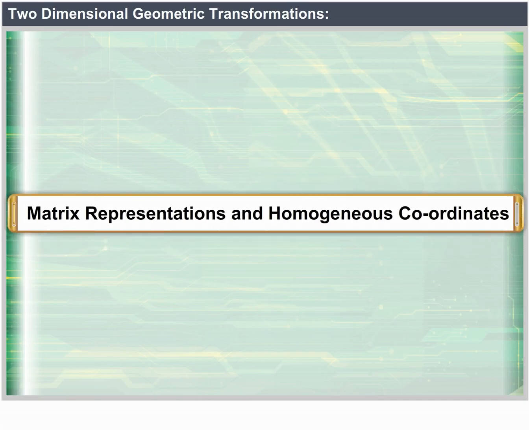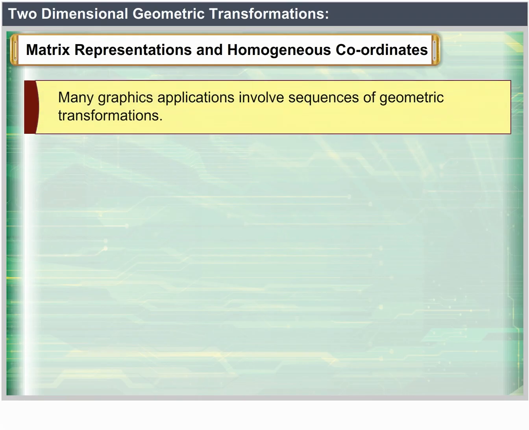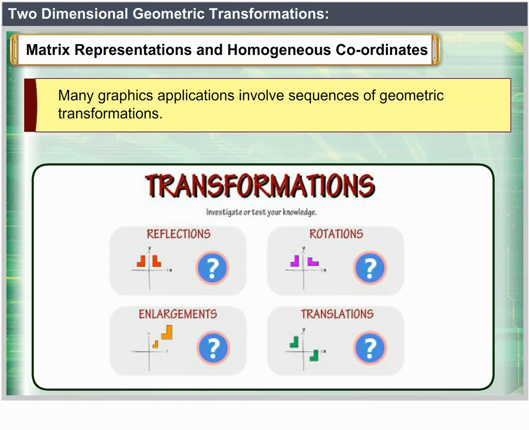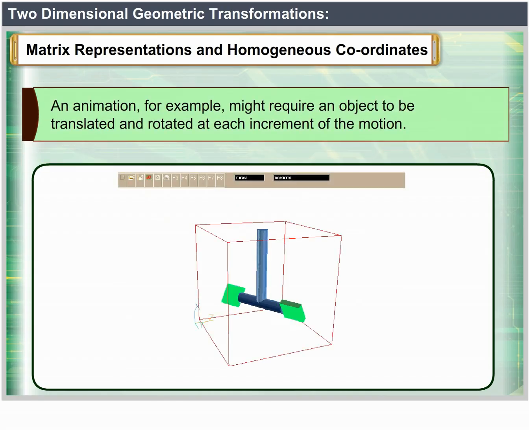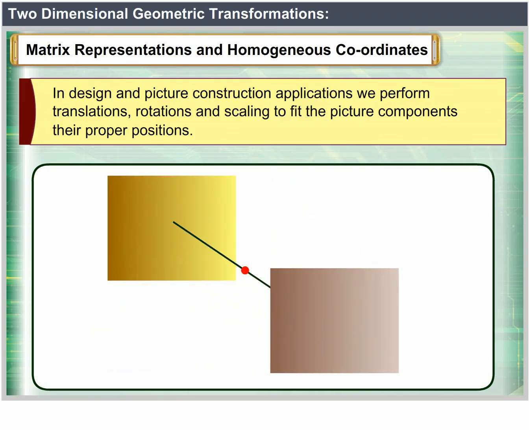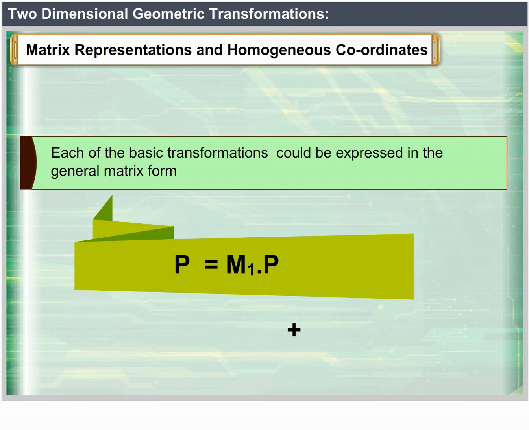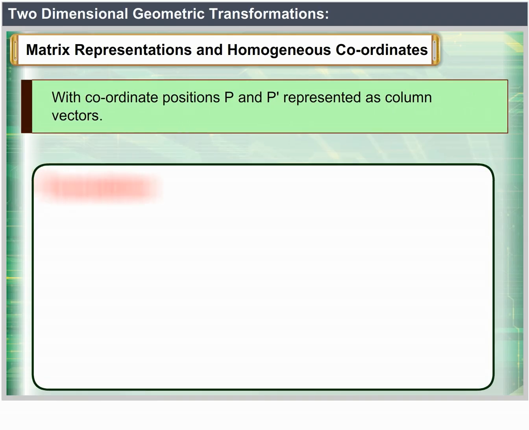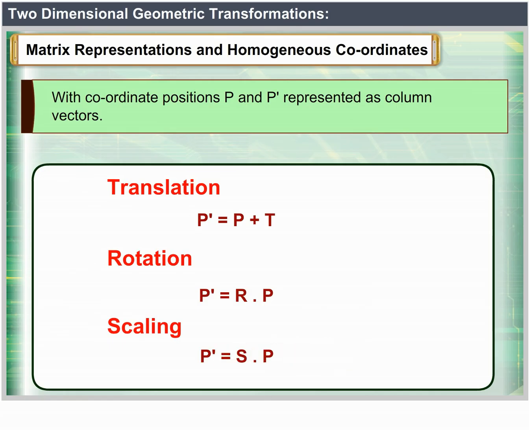Matrix representations and homogeneous coordinates. Many graphics applications involve sequences of geometric transformations. An animation, for example, might require an object to be translated and rotated at each increment of the motion. In design and picture construction applications, we perform translations, rotations, and scalings to fit the picture components in their proper positions. Each of the basic transformations can be expressed in the general matrix form, with coordinate positions P and P′ represented as column vectors: P′ = M1·P + M2.